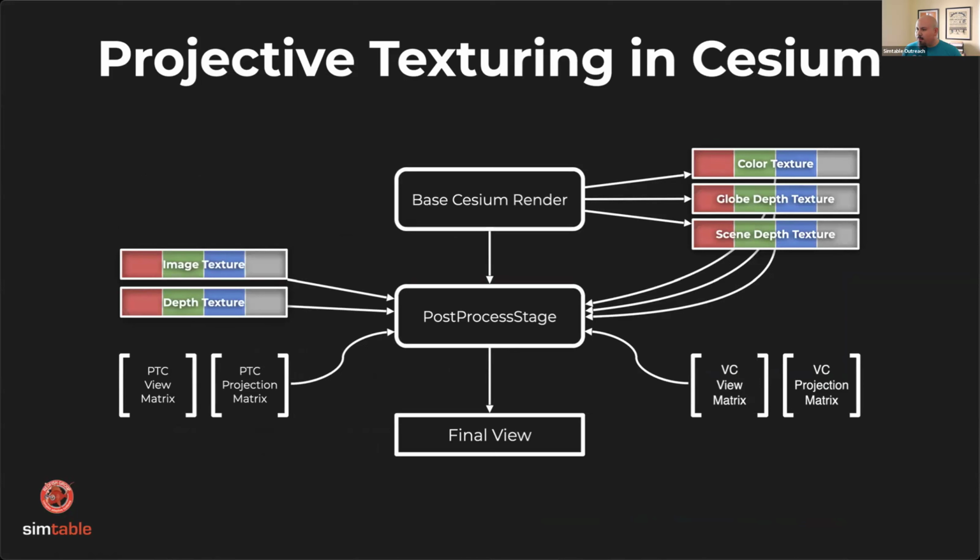These, alongside the view camera matrix, are input into the post-processing stage, along with, from our side, the image that we're looking to create a projective texture from, a depth texture, and the projective texture's matrices that are defined by the camera matrix of where the image's pose is being held. And all those come together inside the post-processing stage to render the final view.